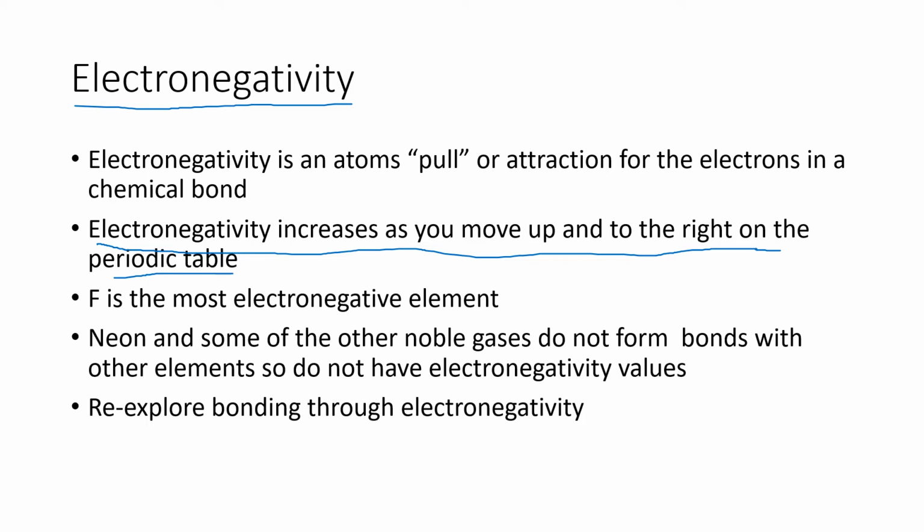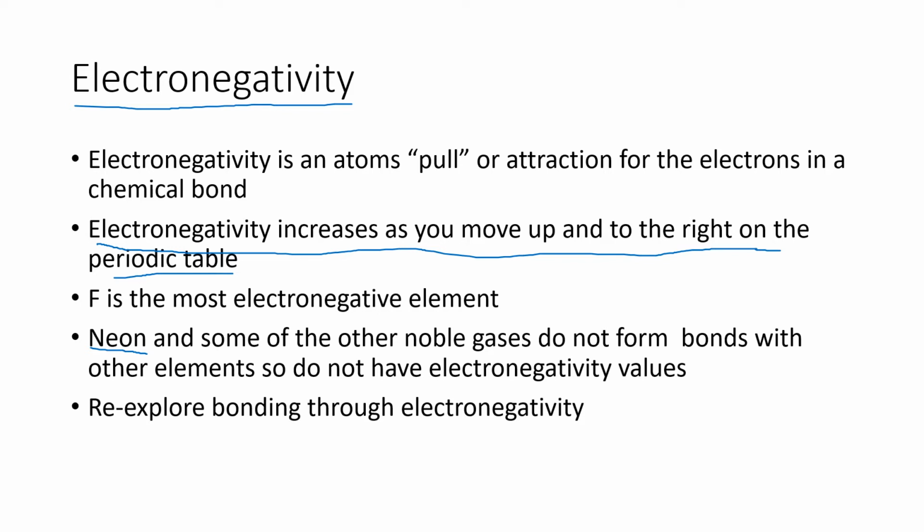So it makes sense that it would be increasing as we move up and increase as we move to the right. Now, you may be looking at the periodic table right now and saying, hey, there are some elements to the right of fluorine. Why wouldn't those be the most electronegative? Well, if you look to the right of fluorine, you're going to find neon. When we think about neon and some of these other noble gases, they don't normally form bonds with other elements. And if electronegativity talks about the pull an atom has for the electrons in a bond, if you're not bonding with other elements, you're not going to have an electronegativity value. So we're not really having any electronegativity values for those.